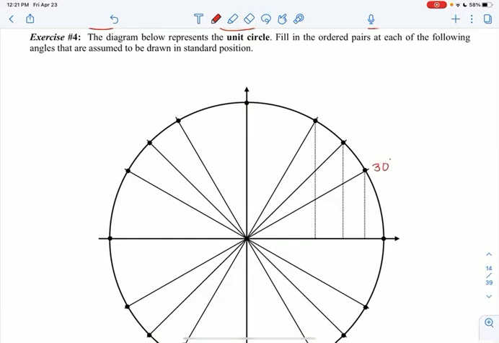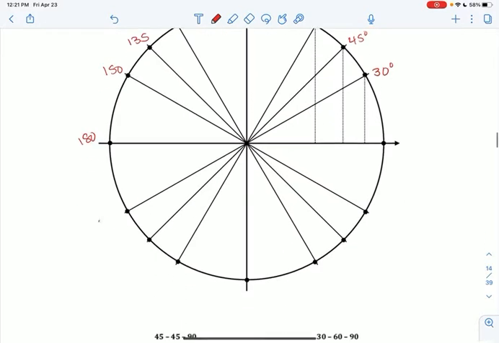This is going to be 30. This is going to be 45. This is going to be 60. This is going to be 90. This is going to be 120. This is going to be 135. This is going to be 150. And this is going to be 180. This is going to be 210, 225, 240, 270. This is going to be 300, 315, 330, and 0, or 360.